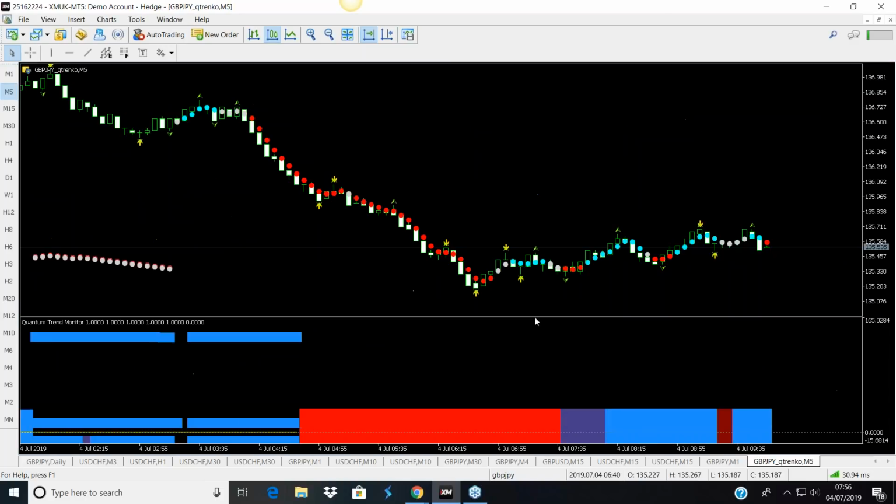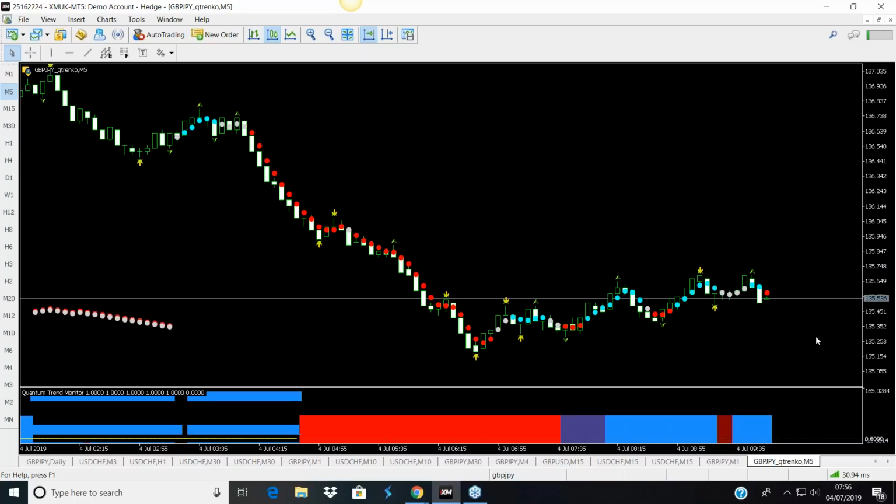And what I have here also is my Renko indicator. It's got a little bit of a bug in it at the moment. We've had a bug fix for the Renko.